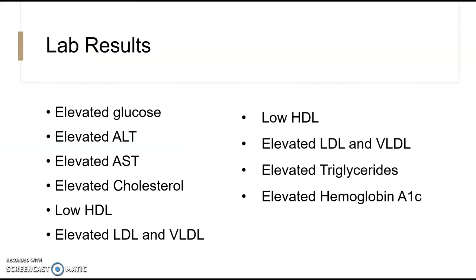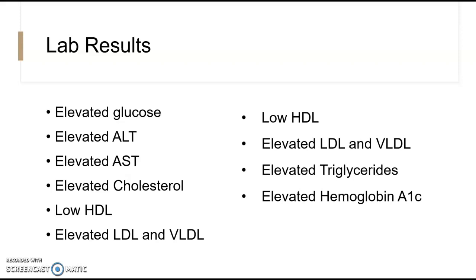For his lab results, he did have elevated glucose, which means he has a high intake of processed foods and carbohydrates. And also his body probably isn't utilizing the glucose correctly. He has an elevated ALT and AST, which are liver enzymes that show liver damage. So it is possible that he is in the stage of progressing to non-alcoholic hepatitis.